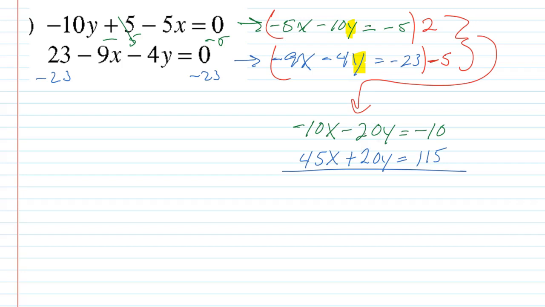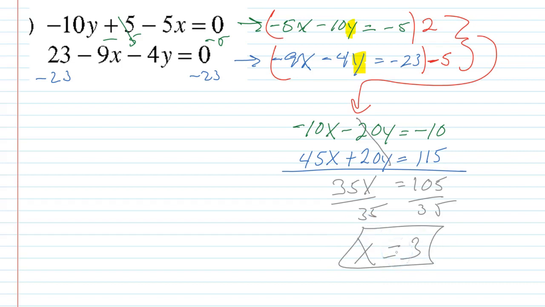So now we combine the like terms. I have negative 20y and positive 20y. They cancel out, and that's the way it's supposed to be. So that I have 45 take away 10 gives me 35x is equal to 115 take away 10 is 105. Now I just need to solve for x. Divide both sides by 35. And I'm left with x is equal to 3.